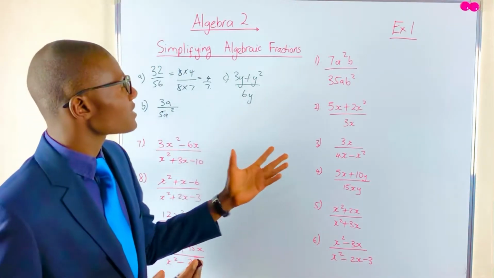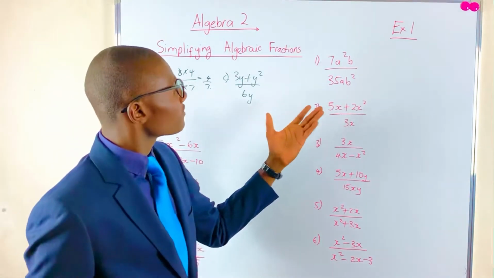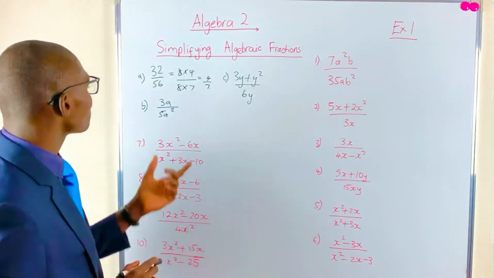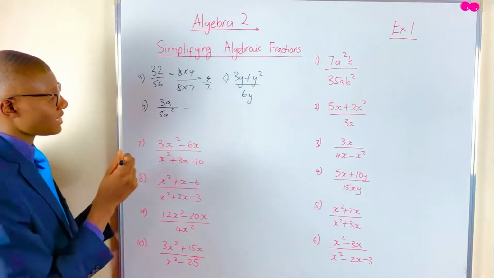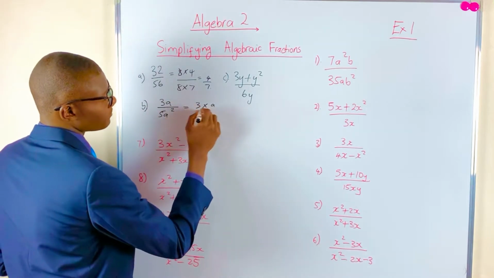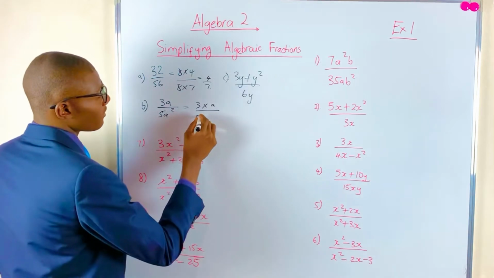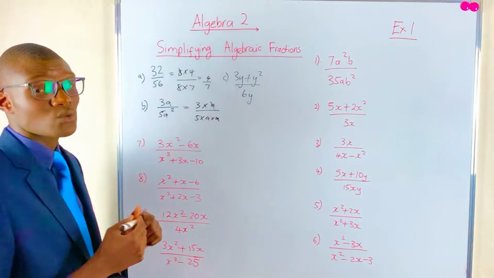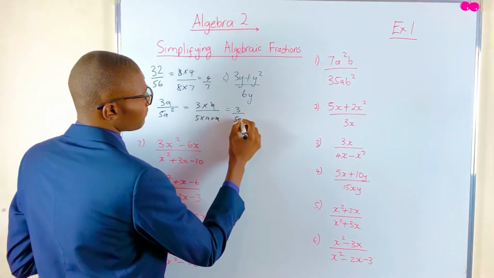But now the difference is that we'll have unknowns as well as actual figures like the 7, 5, 5, 3, 2. Now let's move on to look at number B. Example B says 3a over 5a squared. We know 3a is 3 times a, then over 5a squared, 5a squared being 5 times a times a. So that a and that a will cancel each other, such that the final answer that we want is 3 over 5a.